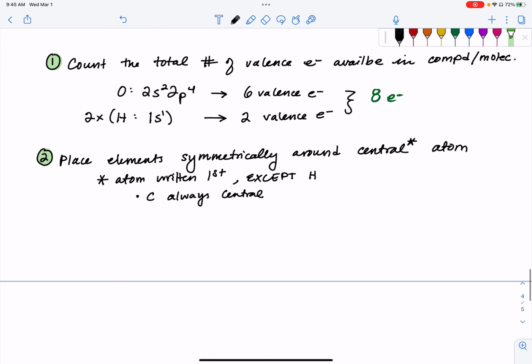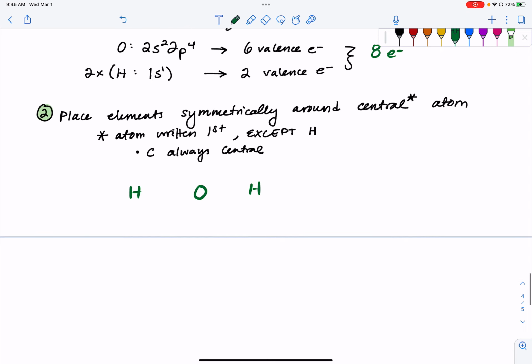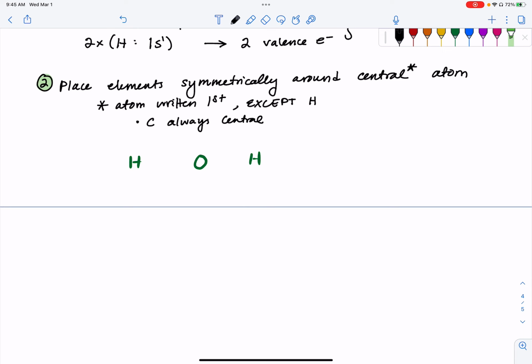So in our example with water, I've got to place my oxygen element symbol, and then symmetrically around that, my hydrogens, like so. That is step 2.